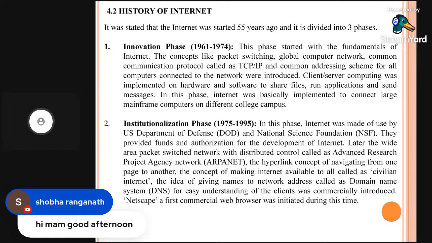Then from 1995 onwards, the phase is known as the commercialization phase. Under this, private corporations took over the expansion of the internet from the military and colleges, resulting in the establishment of a fully commercial civilian network. This period was the beginning of e-commerce, providing services for retail stores and auctions.